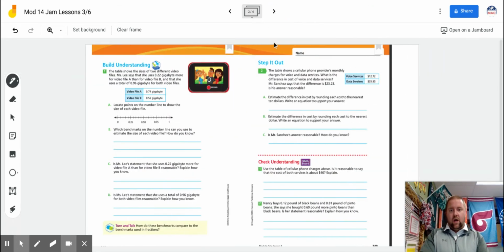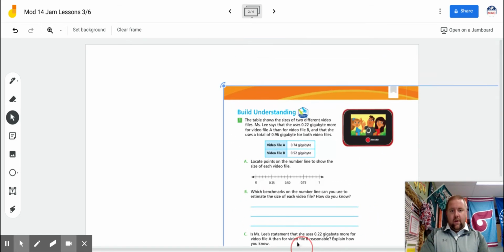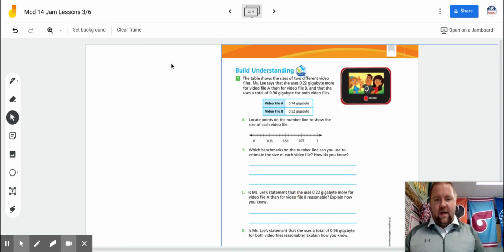So if we move on to another example, let's look at this example here, and I'm going to zoom in a little bit more on this one. Okay, so it says the table shows the sizes of 2 different video files. Ms. Lee says that she uses 22 hundredths gigabyte more for video file A than the video file B, and then she uses a total of 96 hundredths gigabyte for both video files. So this talks about subtraction, and it also talks about addition. When it says she uses 22 hundredths gigabyte more, then we're talking about subtraction.